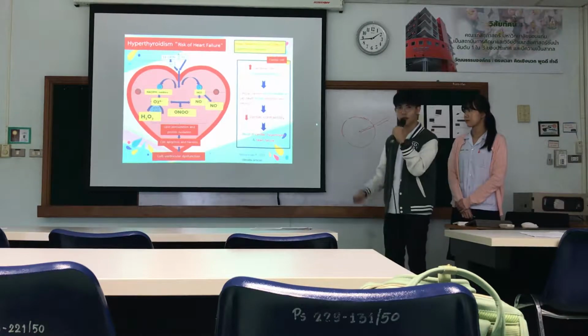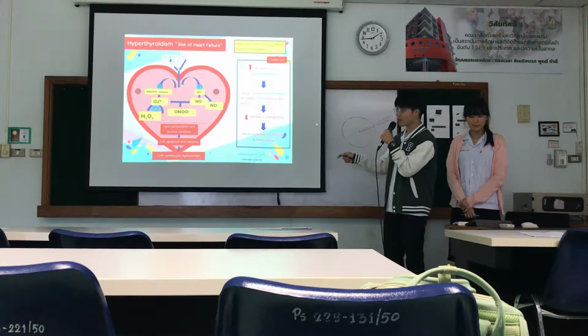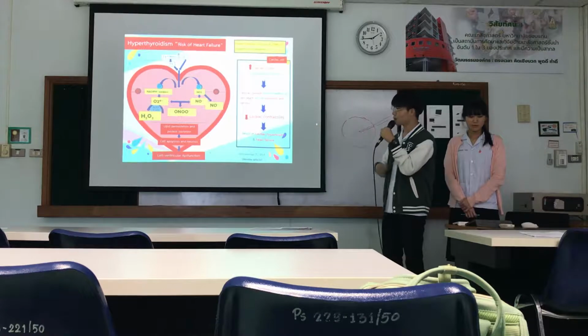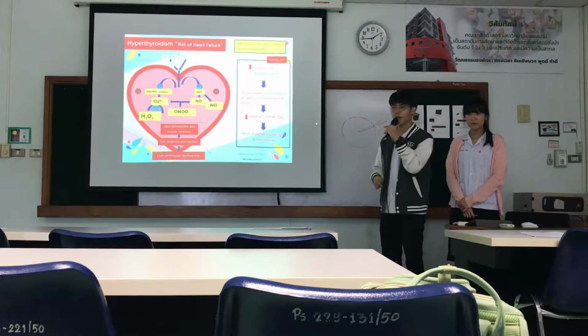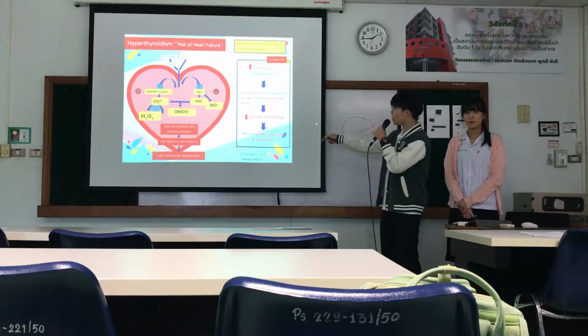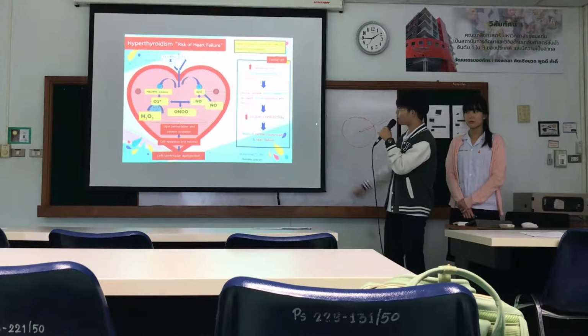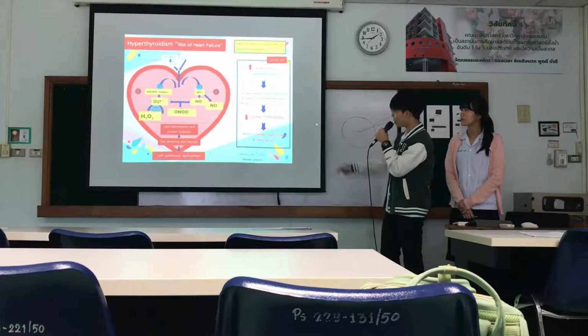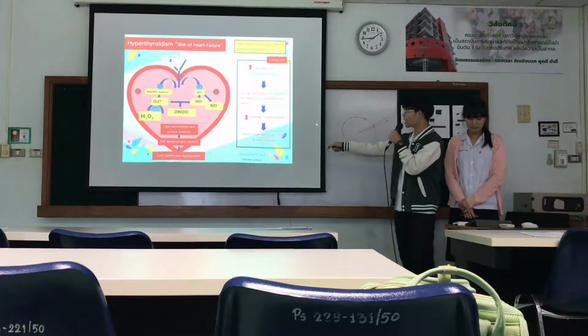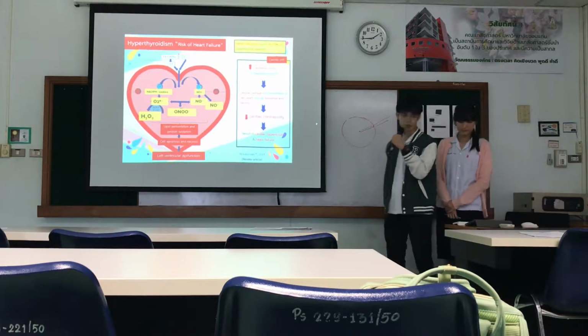Especially at the left ventricle, we have lots of mitochondria because it supplies blood to the organs. So it can cause a decrease in cardiac contraction. And finally, patients with hyperthyroidism may end up with cardiac hypertrophy and heart failure.